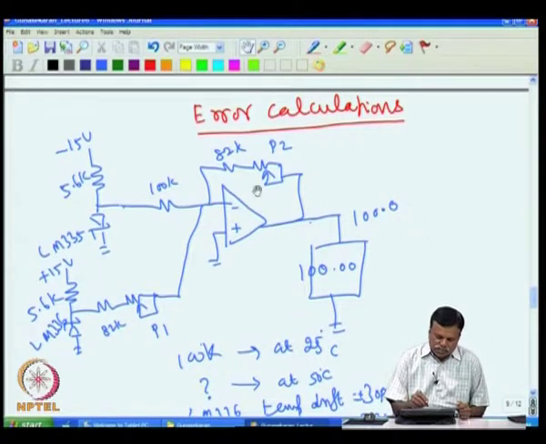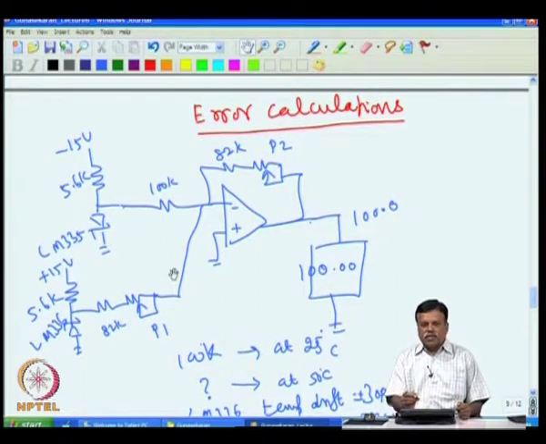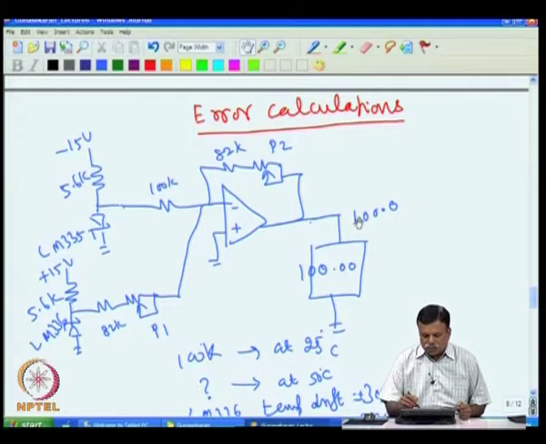This is to be repeated 3-4 times; the P1 and P2 adjustment is to be done 3-4 times. That is, first keep it in ice and adjust P1, then keep it in boiling water and adjust P2, then again go to ice, adjust P1, again go to boiling water, adjust P2, like that 3-4 times. If you repeat this, then you will get 0 volt at 0 degree C and 1 volt at 100 degree C. This is what we discussed in the previous class, and then we also said that there are errors involved.